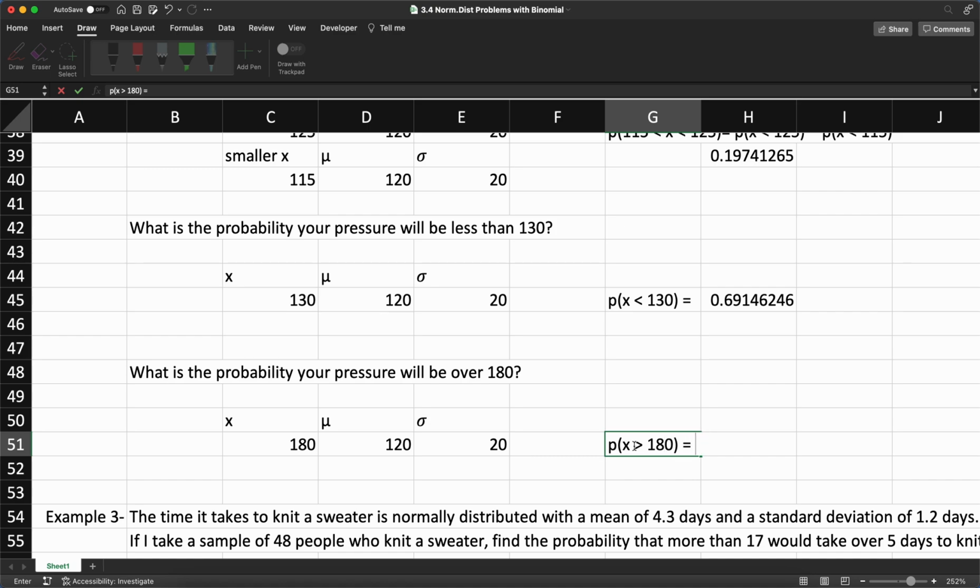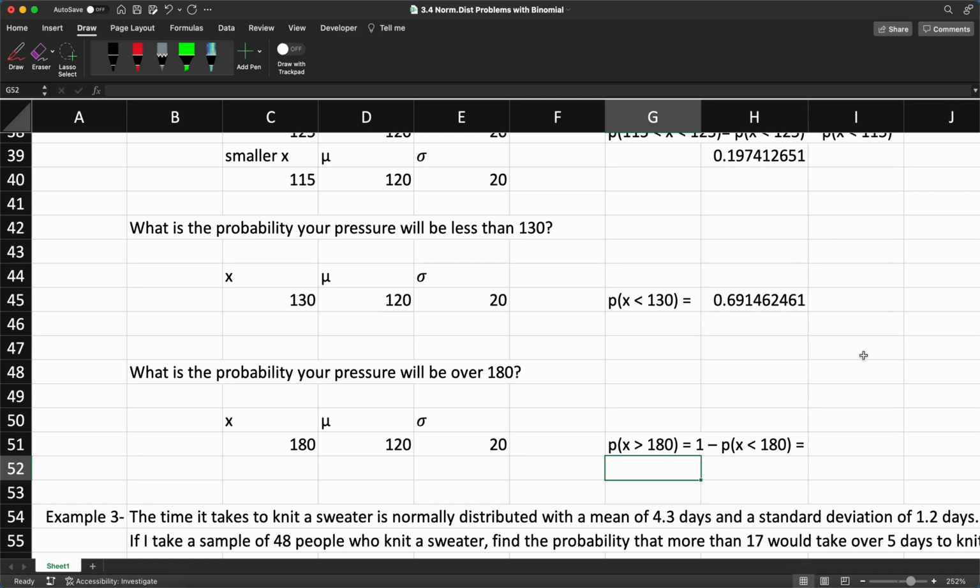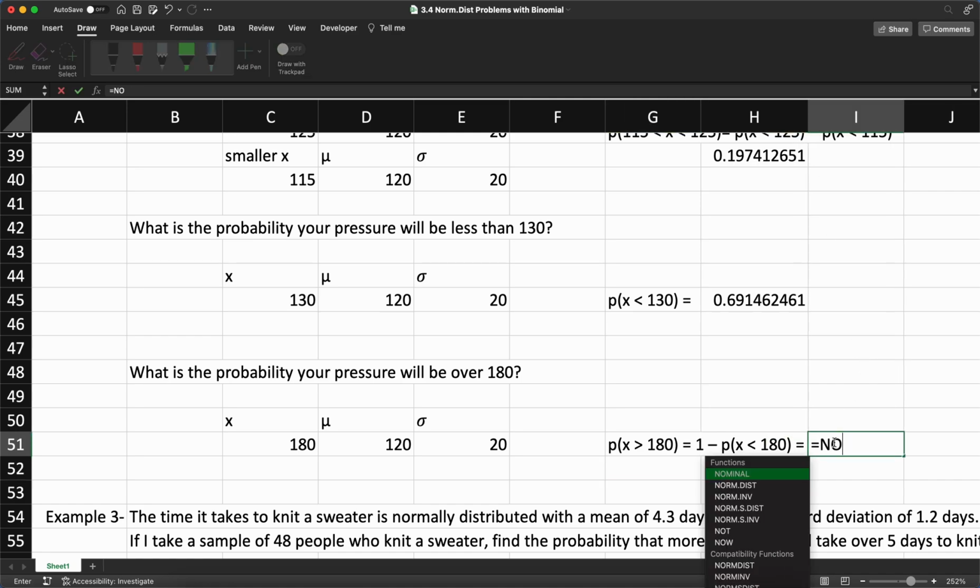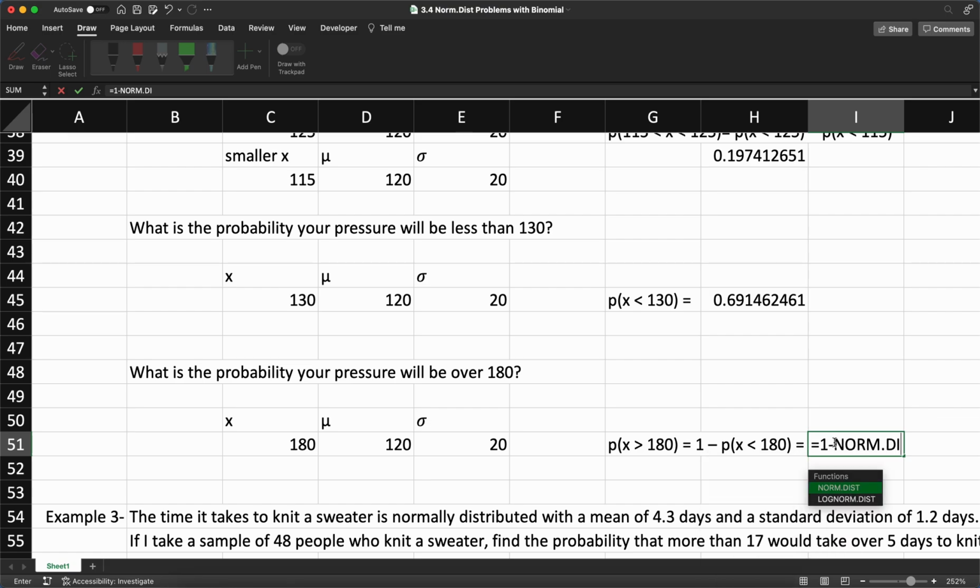Now that's the same thing as finding 1 minus the probability that x is less than 180. So this second part, the probability that x is less than 180, is what our normal distribution function is going to calculate for us. So we're going to do 1 minus norm.dist, and I'm going to do x, comma, mu, comma, sigma, comma, true. And so, yeah, that's pretty rare. It's about a 0.13% chance that my blood pressure is going to be over 180.